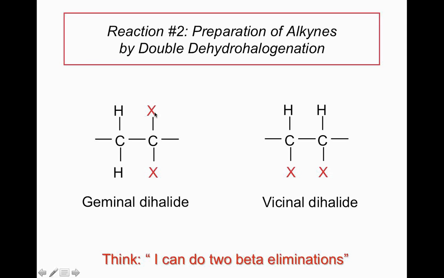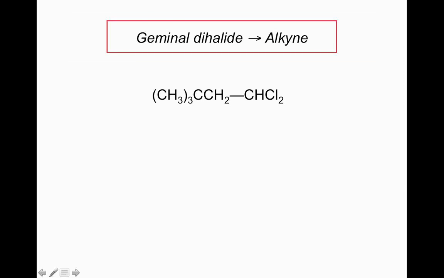That would leave me with two pi bonds, which combined together with the sigma bond already existing in this compound would produce a triple bond. Over here, the vicinal dihalide can also undergo two beta eliminations. We can take off this beta proton and this halogen here, or this beta proton and this halogen here, also to produce an alkyne. So let's take a look at a reaction that involves converting a geminal dihalide into an alkyne. Notice what I have.